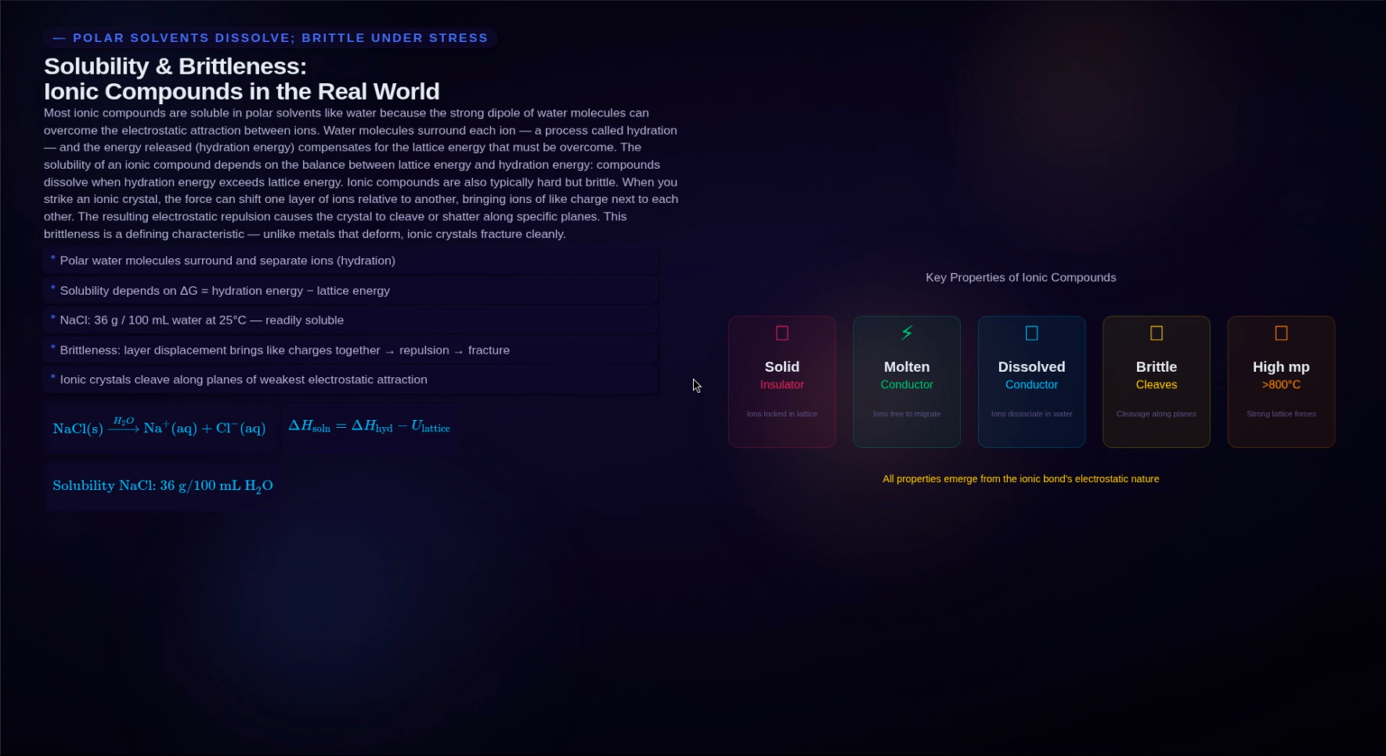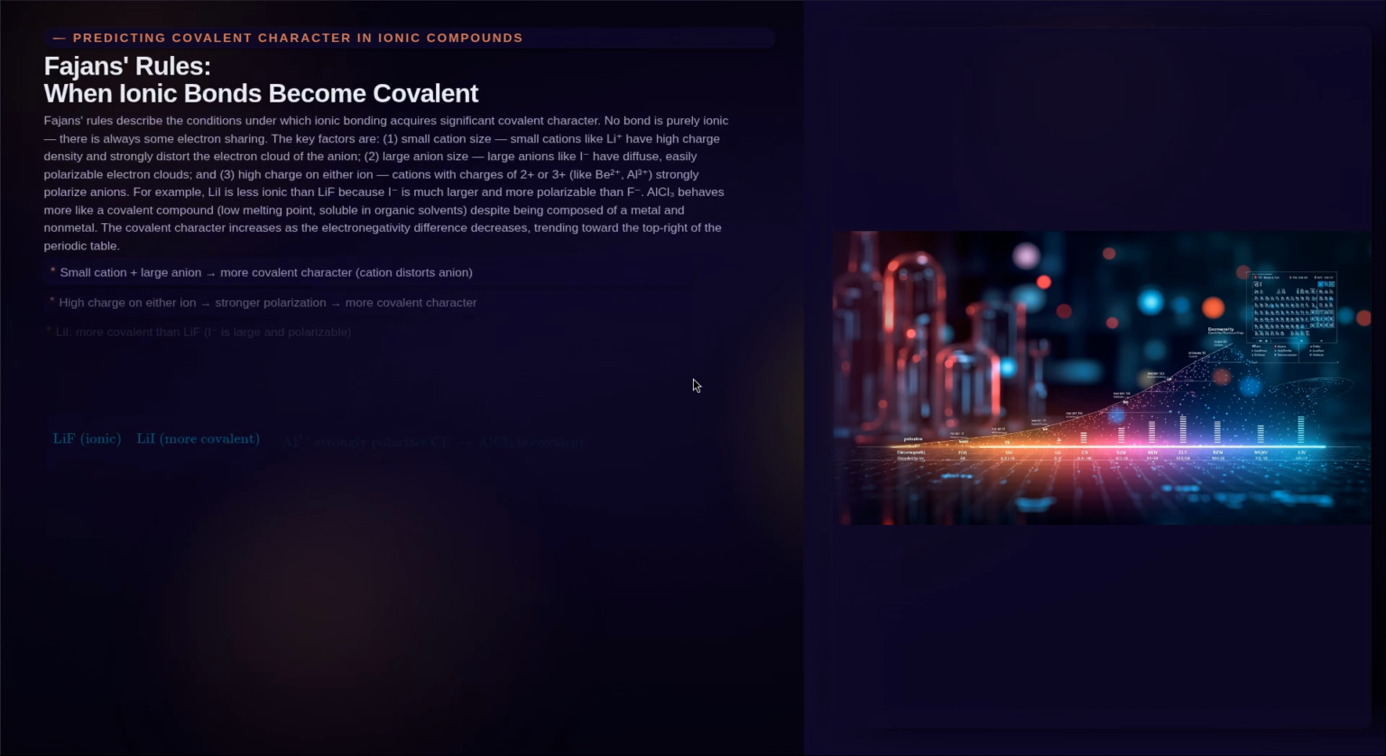Ionic compounds are also typically hard but brittle. When you strike an ionic crystal, the force can shift one layer of ions relative to another, bringing ions of like charge next to each other. The resulting electrostatic repulsion causes the crystal to shatter along specific planes. This brittleness is a defining characteristic.